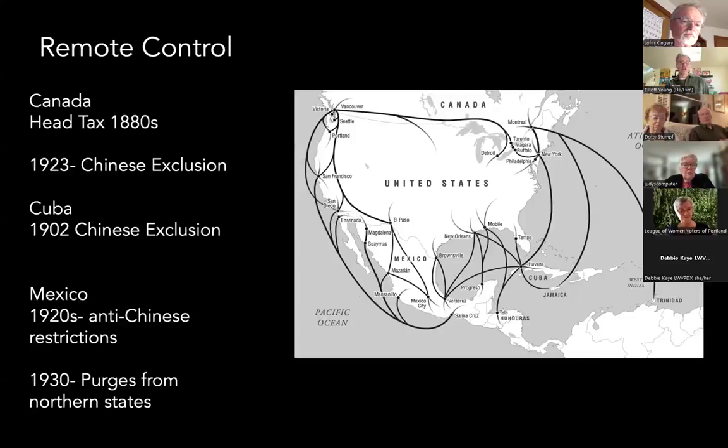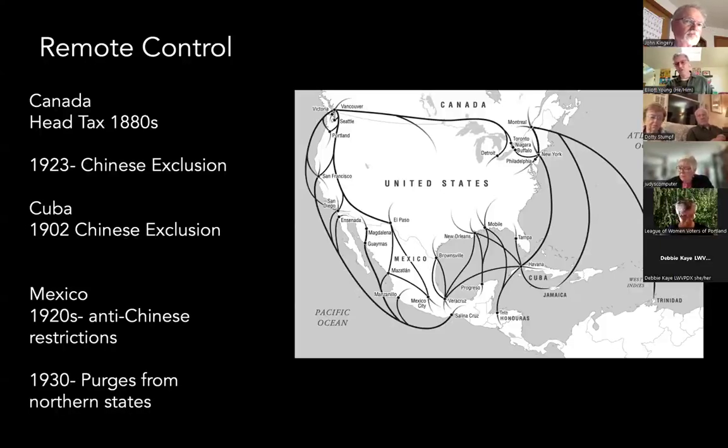If we look at other examples like Cuba, in 1902, Chinese exclusion is incorporated into Cuba. And of course, those of you who know your history know that Cuba was then under US military occupation. So essentially, the US military imposed Chinese exclusion on Cuba. In Mexico, it was a little bit different.